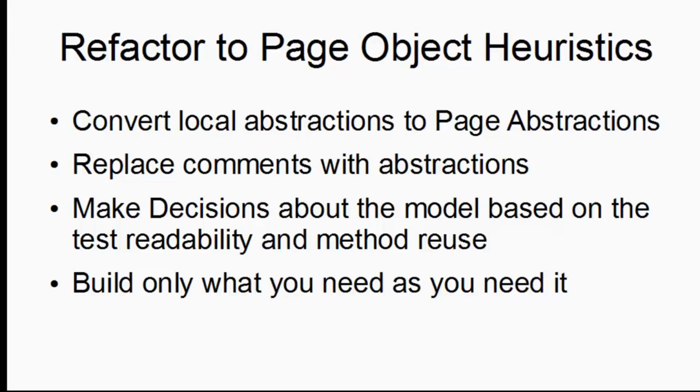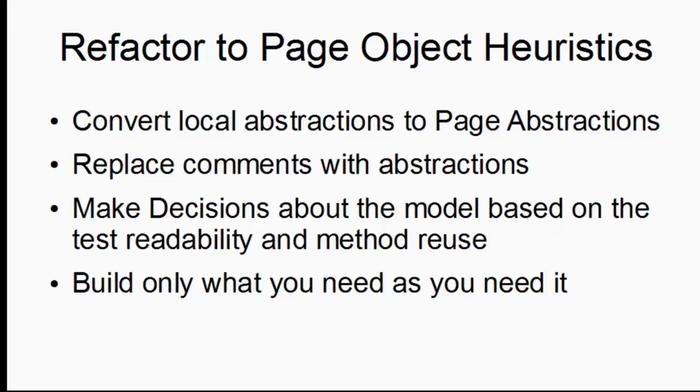And we always have to make decisions about the model that we're building based on the readability of it in a test and the way that we're going to reuse it across tests. Sometimes you will create two methods, two classes, which are very similar in order to support readability rather than just reuse. And what I'm going to suggest to you is that you build it only as you need it. That gives you the opportunity to refactor consistently as we go through.